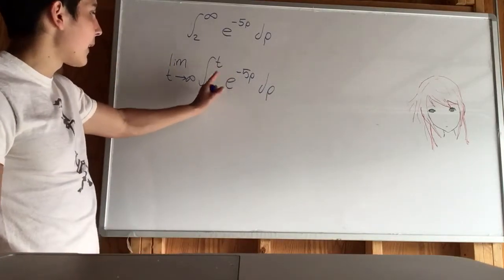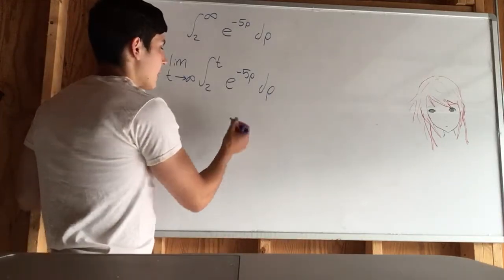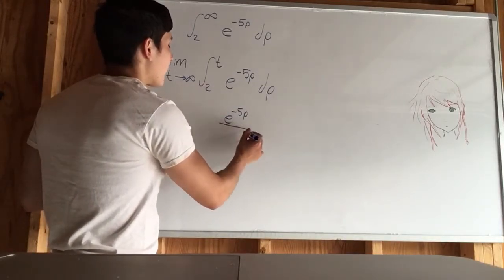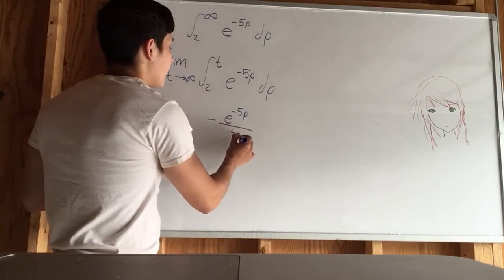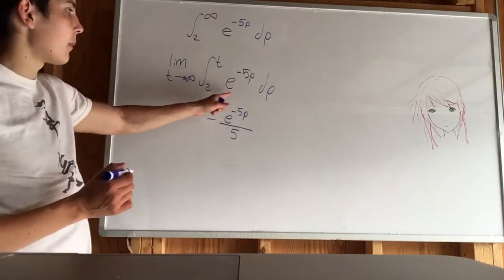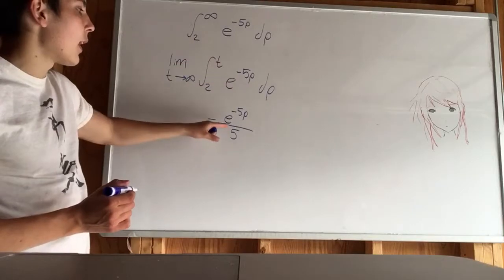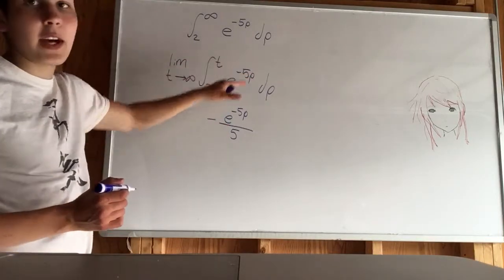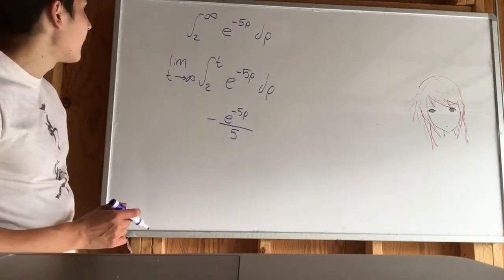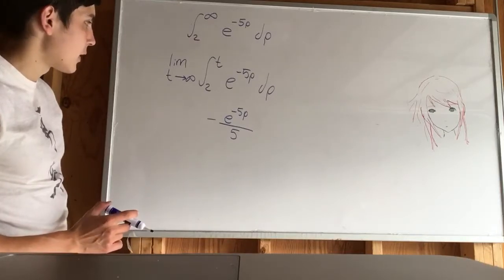Now we could go ahead and apply the integral to this. What does that give us? That gives us e to the negative 5p over negative 5. Because when you integrate this, this doesn't change, and then you have to divide by whatever you have in the inside with the integral. That's how it works out. Or you could do u sub if you really wanted to see it for yourself.